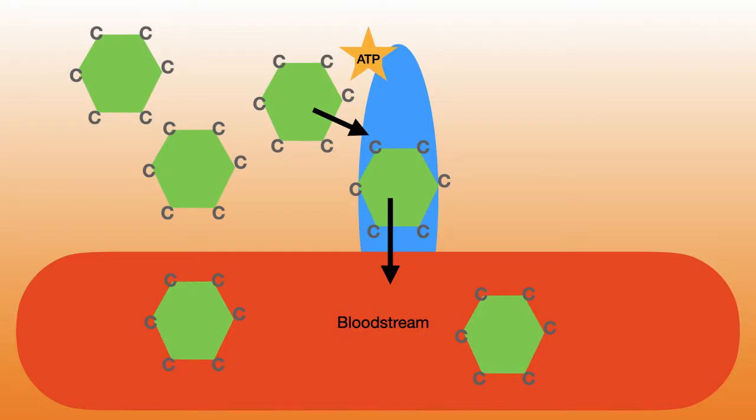Villi absorb the monosaccharides through active transport by using ATP, and they're then transferred to the bloodstream, where they can be stored in the liver in the form of glycogen for energy.